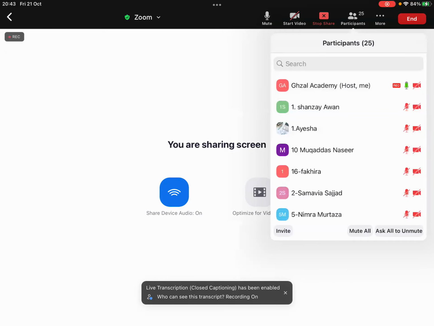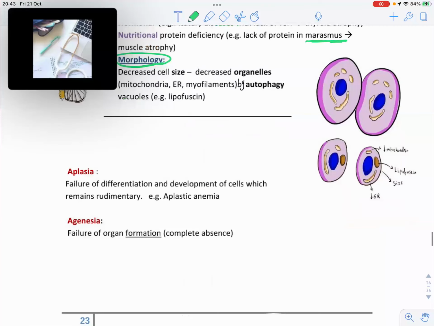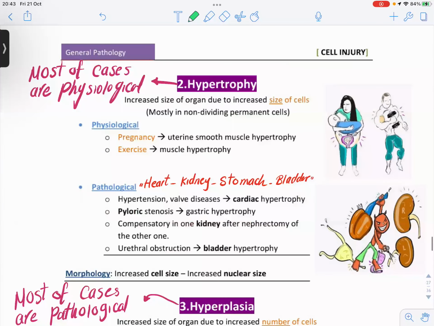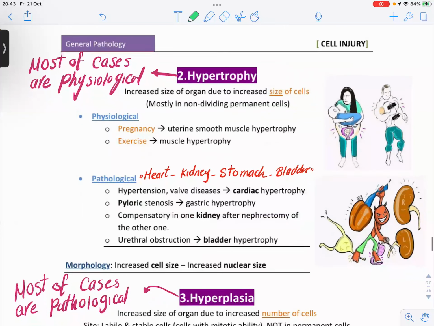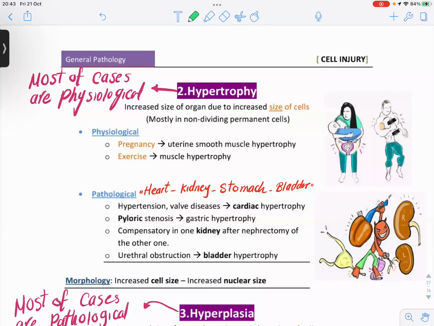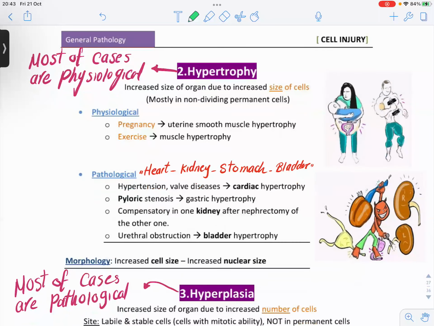So now we're going to talk about hypertrophy. Hypertrophy is an increase in size. And please write down that most cases of hypertrophy are physiological, and most cases of hyperplasia are pathological, and we will explain in detail now. And after explaining the examples, you will understand why most cases of hypertrophy are physiological and why most cases of hyperplasia are pathological.